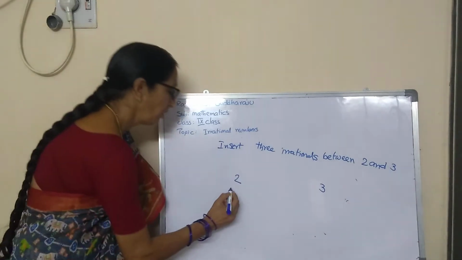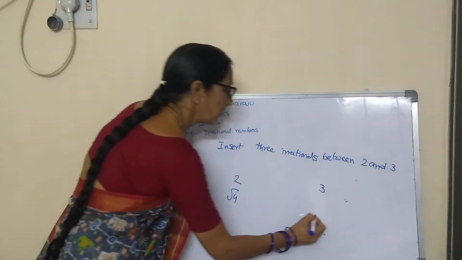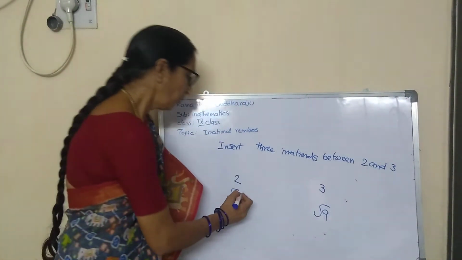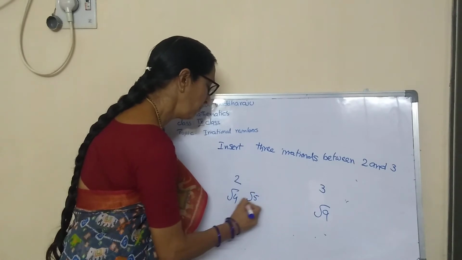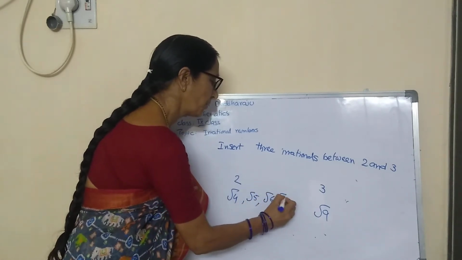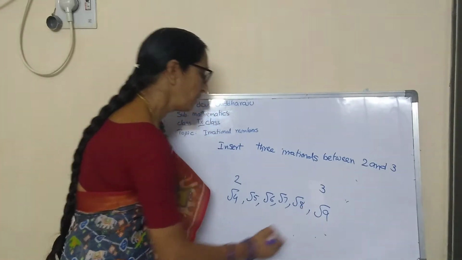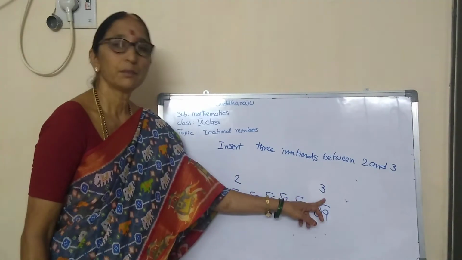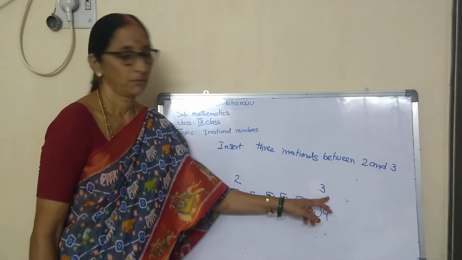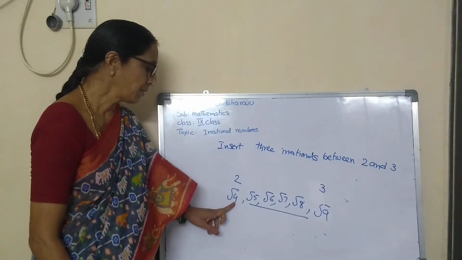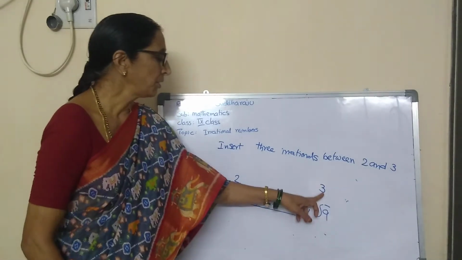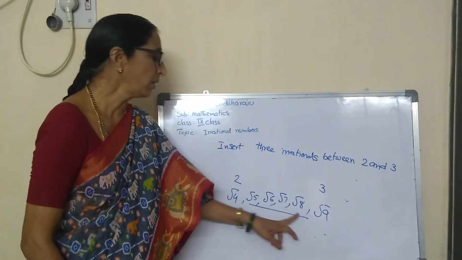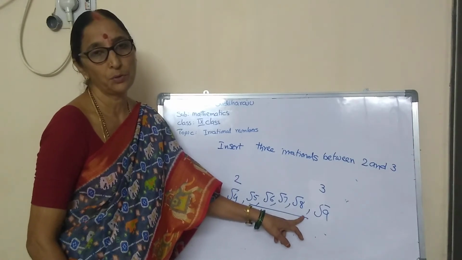2 is square root of 4 and 3 is square root of 9. So, we can write root 5, root 6, root 7, root 8. These are the irrational numbers between 2 and 3. Observe, 2 is square root of 4 and 3 is square root of 9. So we can write 4 irrational numbers between the two given numbers.